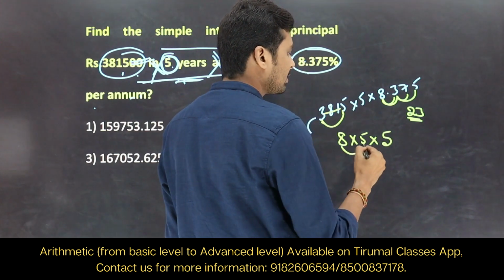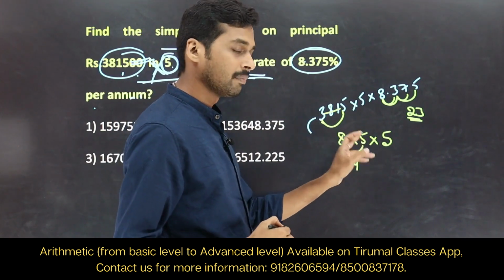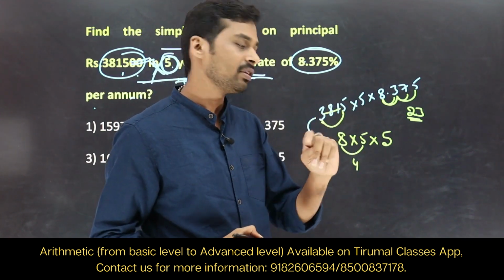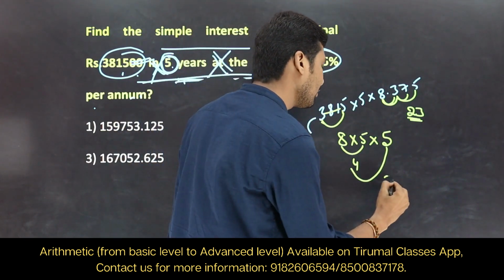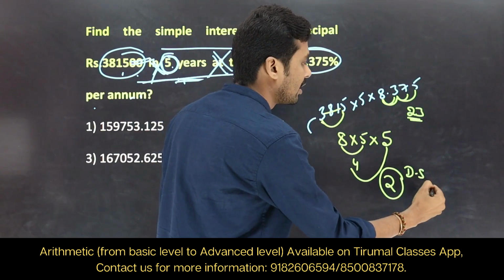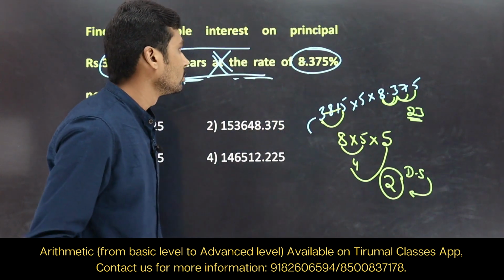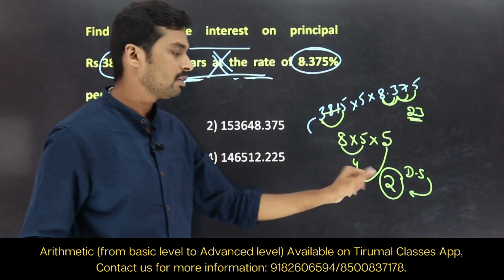So 8 into 5 is 40. What is the DS value of 40? 4 plus 0 is 4. Now 4 into 5 is 20. What is the DS value of 20? The final DS value is 2. So for P into N into R divided by 100, the DS value I got is 2.